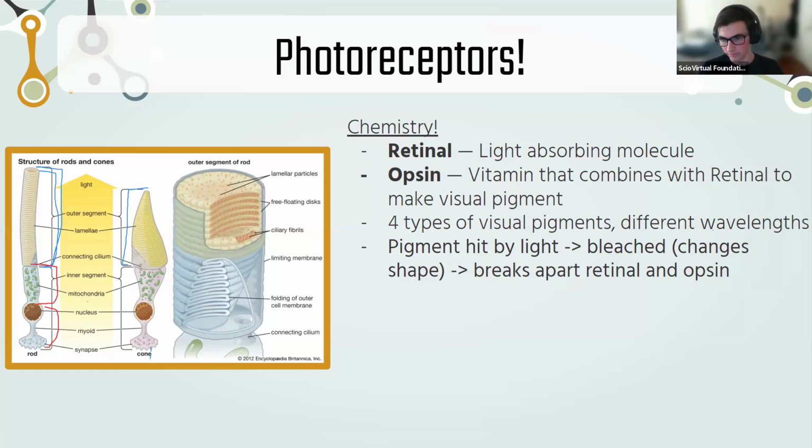There are 4 types of visual pigments, and they have different wavelengths that they are bleached at. As I said, when the pigments get hit by light, a biochemical process makes it so that it's bleached and changes shape. And when it changes shape, that triggers some stuff. After a little bit of time, the retinol and opsin break apart, and then they're put back together again. It's a different opsin, but it's the same retinol molecule that can be used. And they're basically putting it in queue to make another disc.